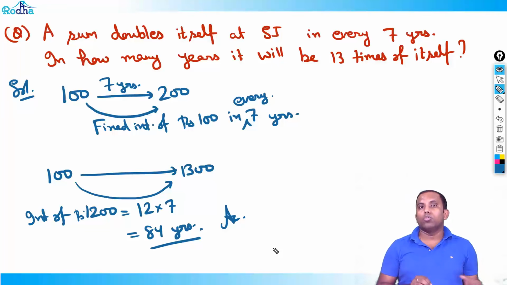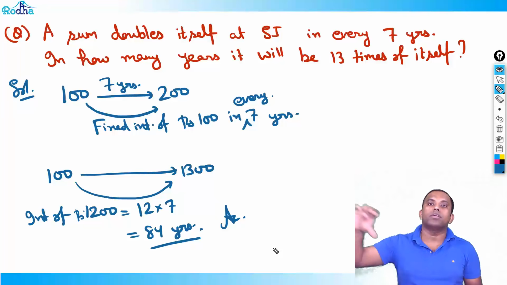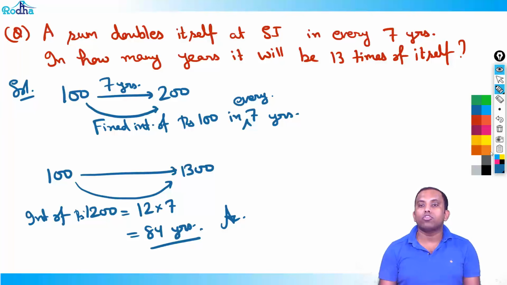Okay. So if the amount has to become from 100 to 1300, that means the bank has to give me an interest of how much? 1200. So the bank will give me interest of 1200 in how many years, if it has given 100 rupees in every 7 years? 12 into 7, 84 years. 84 years is the answer for this question. Correct. Okay.